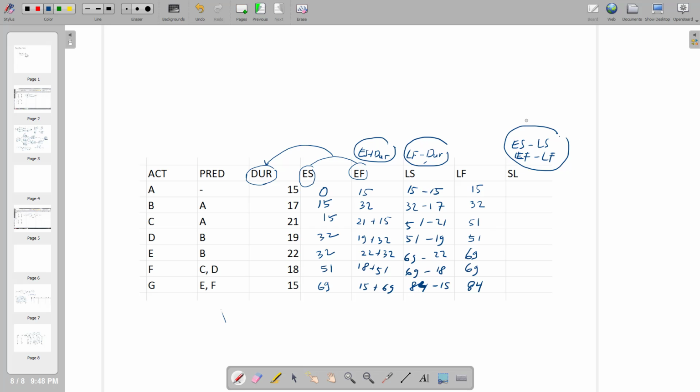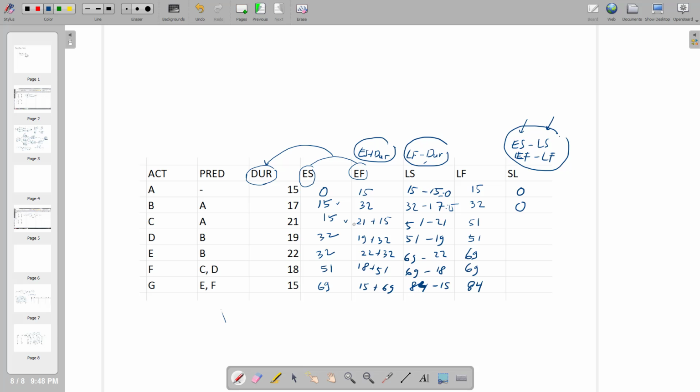So for example, the early start is 0, and then the late start is actually equal to 0 as well. Then the slack will be 0. What about this one? Between 15 and 32 minus 17, which is 15 as well, and the difference is 0, so the slack is 0.